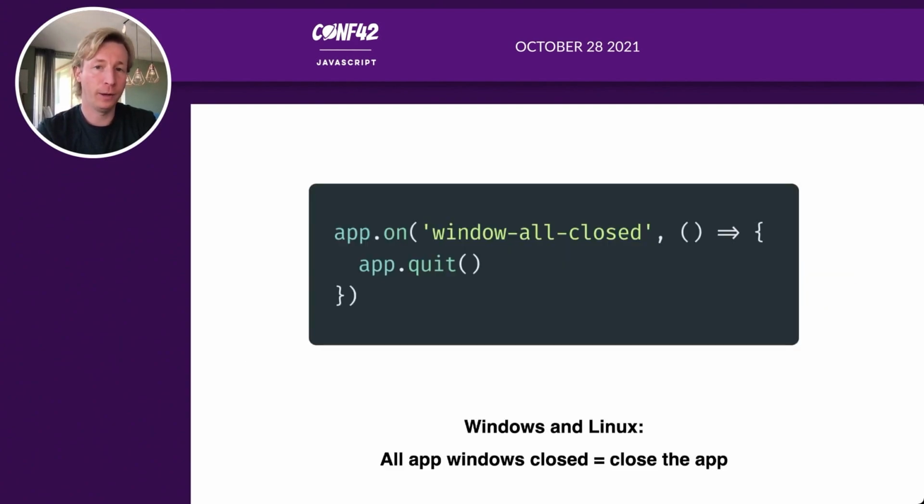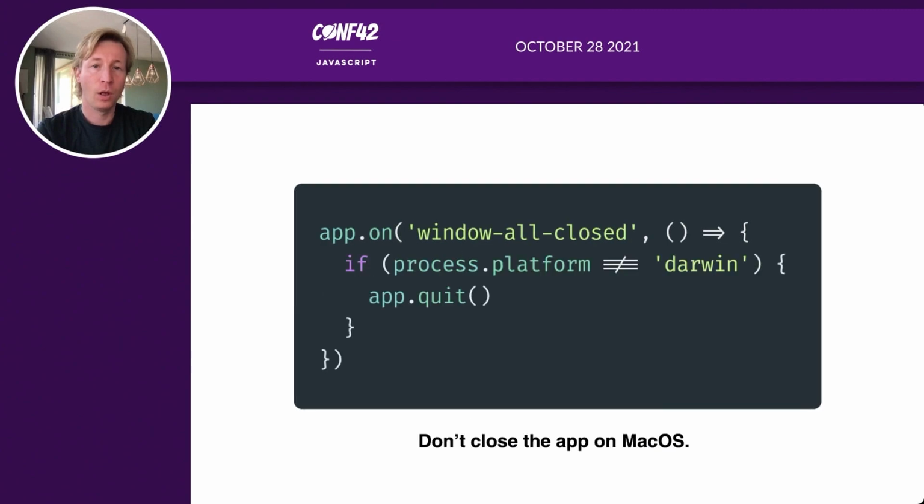So on Windows and Linux, if someone closes the app window, you can safely quit the app as well. On Mac, however, you need to keep your app running, even if there is no main window. Darwin here is the internal name for macOS that we can use to match.